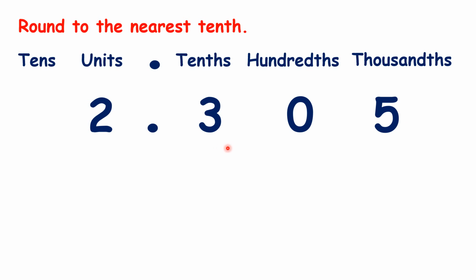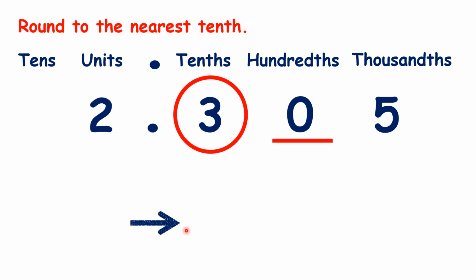What is 2.305 to the nearest tenth? We have 0 hundredths, so we round down to 2.3.